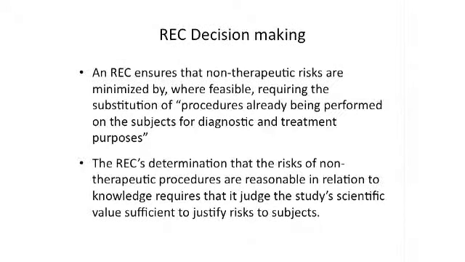Regarding the second moral test, the Research Ethics Committee's determination that the risks of non-therapeutic procedures are reasonable in relation to the knowledge to be gained requires that the Ethics Committee judge the study's scientific value sufficient to justify the risks to subjects. That's a judgment call that needs to be made by a committee. And let me just say as an aside, that's one of the many important reasons, I think, why research ethics committees need to include community representatives. A broad judgment about a study's scientific value ought to be made not only by scientists, but also by broader representatives of the community. Because ultimately, in part, it's a determination of the broad social value of the research that's being carried out. So that's the basic idea with component analysis.